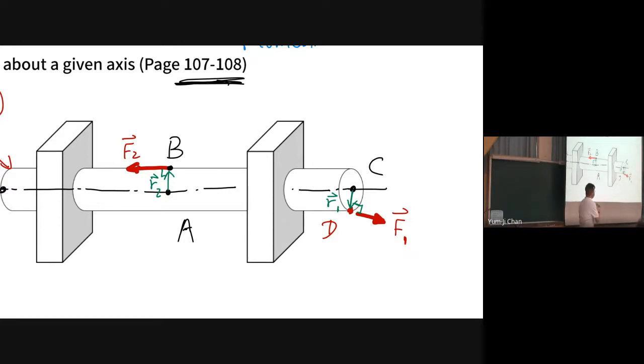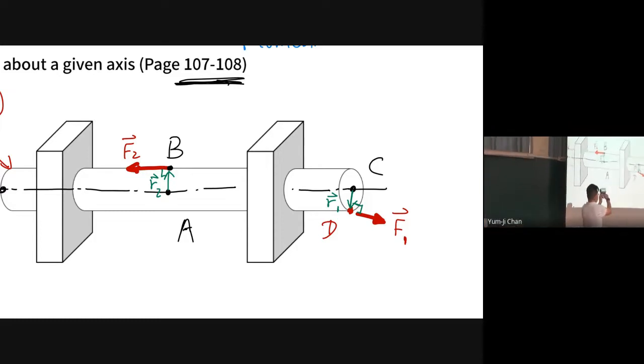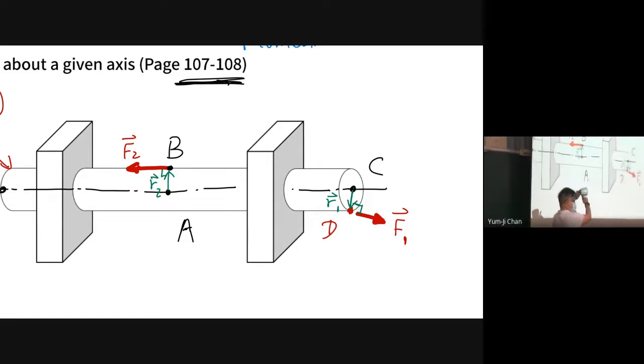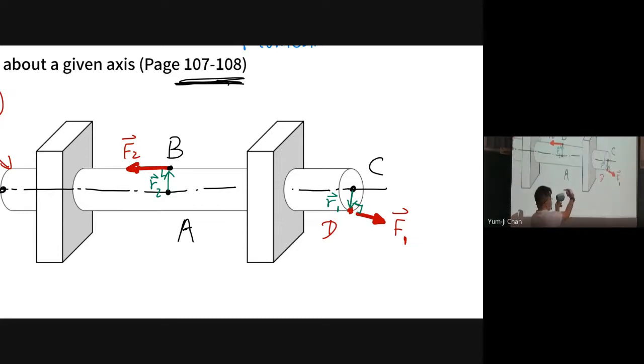Now it means if this is the shaft, the force goes in this direction. So would the shaft rotate? No, right? Because only for F1, which goes in this direction, the shaft will rotate. But if the force goes along the direction of OC, then it will not rotate.